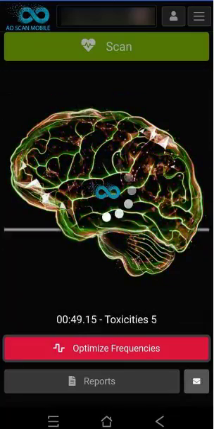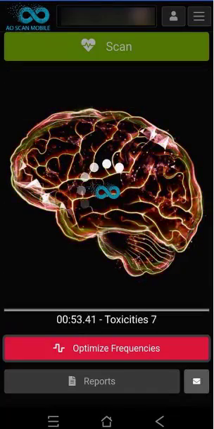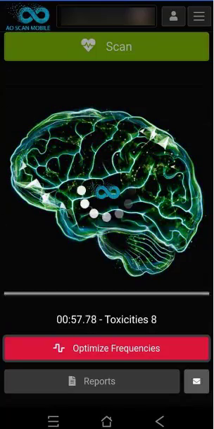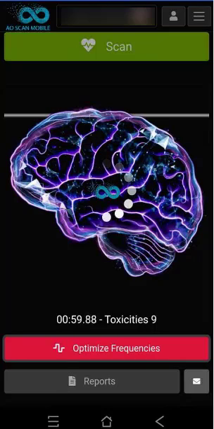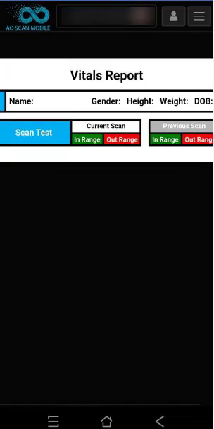It takes just a little bit longer to do the optimization process than it does to do the original scan, because it optimizes and then rechecks. And it does that for all the many thousands of frequencies that are being checked. Okay, so this optimization is done. Now let's look at the report and make commentary on how we could use a report like this to change our diet or lifestyle. So now I'm clicking on reports.